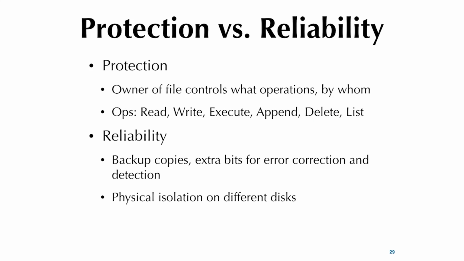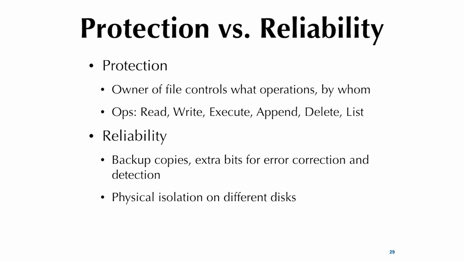Okay, so next topic is protection versus reliability. So protection is really for the owner of the file to control what kind of operations are allowed and by whom. Okay, operations will include read, write, execute, because an executable program is meant to be executed. So execute is one form of operation. And in addition to reading, writing, you have a special form of append, right? That means to write to the end. And also delete and list a directory, for example.